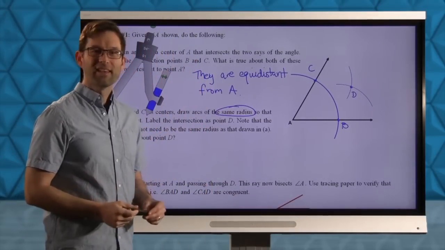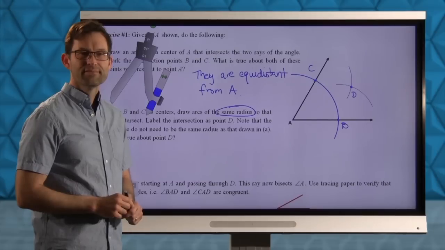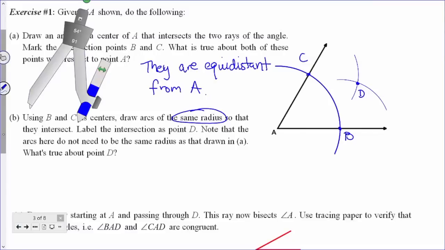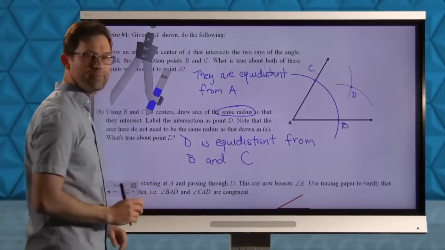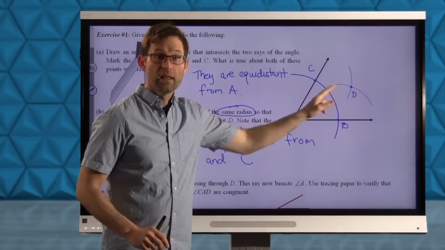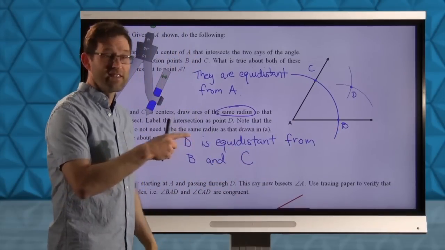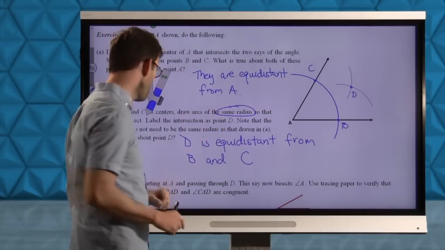What is true about point D? Why don't you go ahead and answer that? All right, now be careful. D is equidistant from B and C. All right? So B and C are equidistant from A, and then D is equidistant from B and C. Whatever. No great surprise, this X marks the spot that we need.